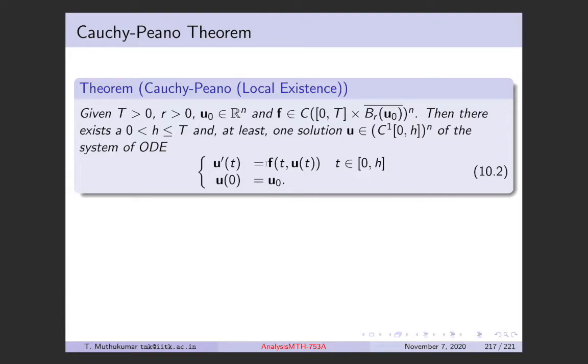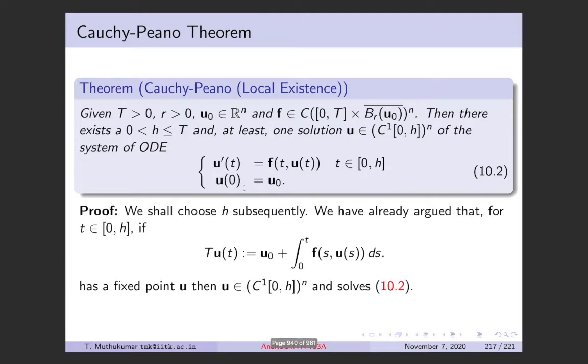Okay, so this is quite a bit involved proof. We'll do that. So again, the idea is the same: to find a solution to this problem, we need to get a fixed point for a corresponding operator, right? So we'll choose the h later. We have to show there exists an h, so we'll choose the h appropriately.